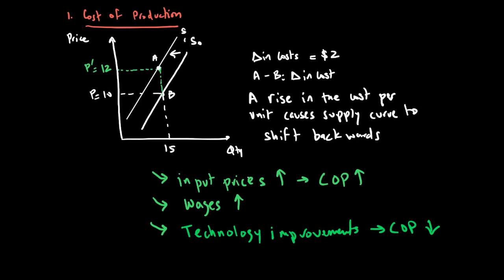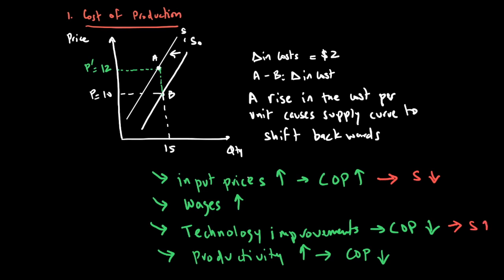And another one could be, for example, your productivity changes. What if labor productivity goes up? If labor productivity goes up, cost of production will go down. So whenever cost of production is going up, we'll say supply curve is shifting backward, or supply is falling. Whenever cost of production is going down, we'll say supply is increasing, because now a firm's ability to produce at the same price is going up.